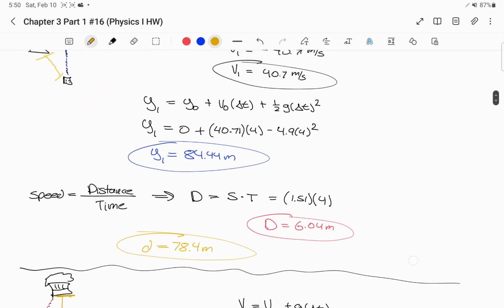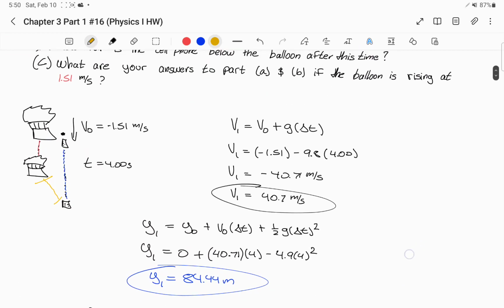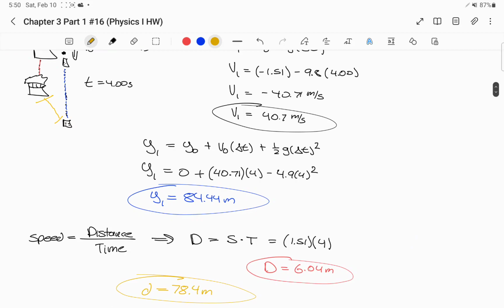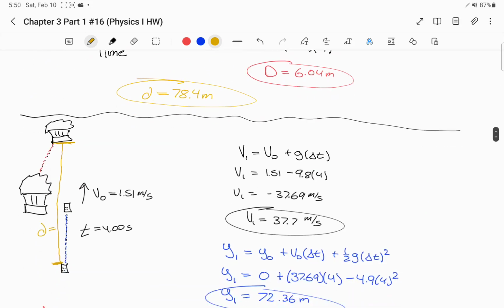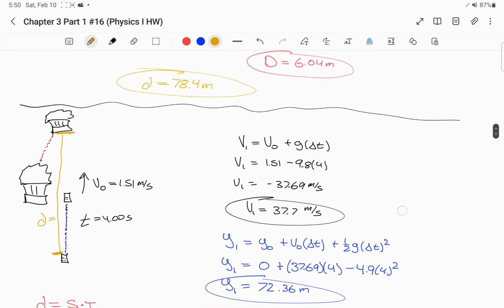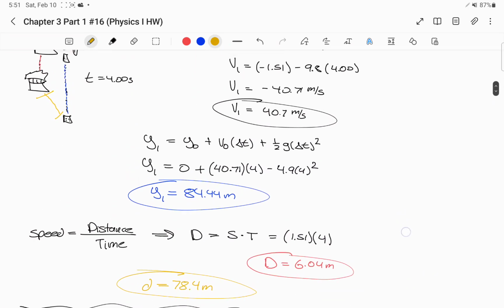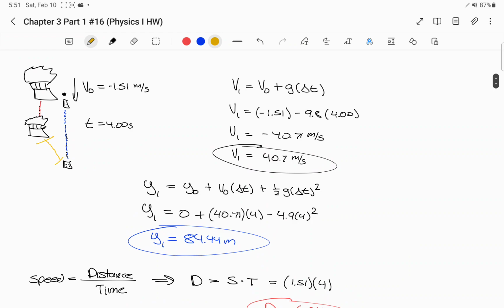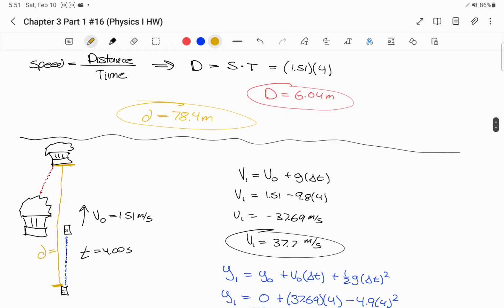So if we compare to the first scenario, the only thing that has not changed is how far the balloon has traveled. When the balloon is descending, the balloon covers a distance of 6.04. When the balloon is ascending, the balloon covers a distance of 6.04. The only thing that changes is the velocity of the phone and the distance that the phone covers. When the balloon is going down, the velocity is greater and the distance is also greater than when the balloon is going up.